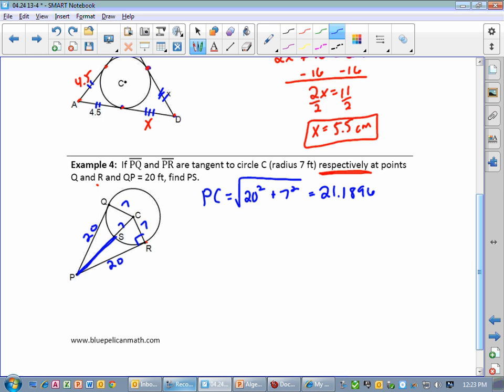So let's see here. Minus 7 because of the radius. If we have PC, that's the whole thing, and we're only looking for PS. So PS would be PC minus that radius, SC. And so 21.1896 minus 7 would give us 14.1896. In this case, it's feet.